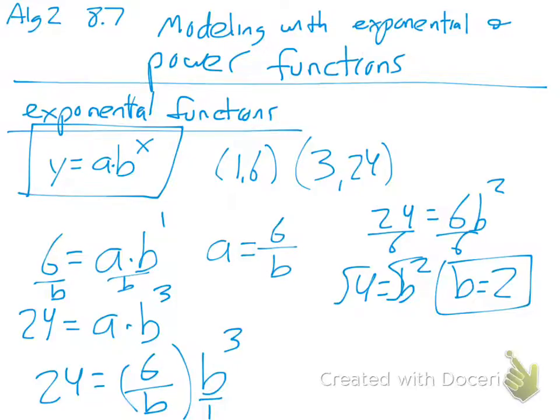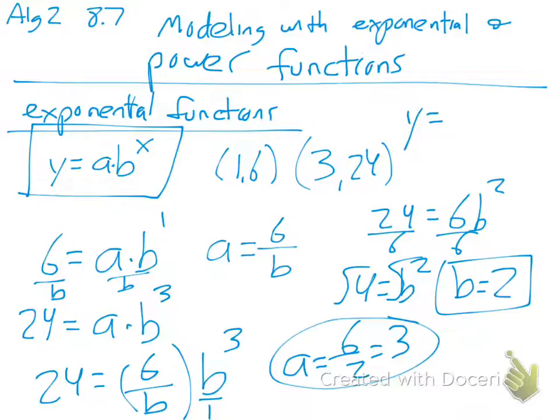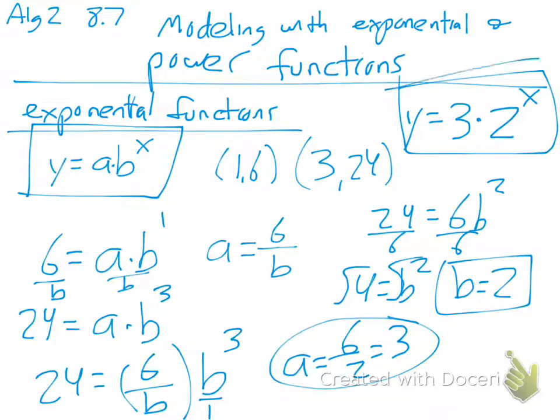Now that we know what b is, plug b into here, where we're solving for a, to get a. A equals 6 over 2, which is 3. So we just found a and b. We are not done, because we have to write this as a function. And so our function is y equals a, which was 3, times b, 2, to the x. And there is your function.